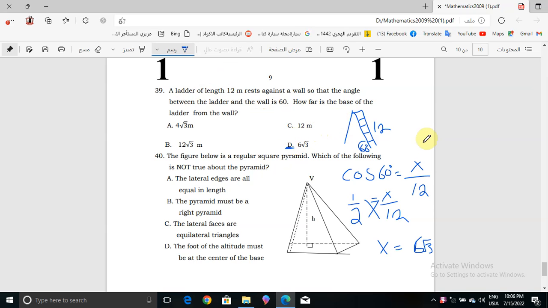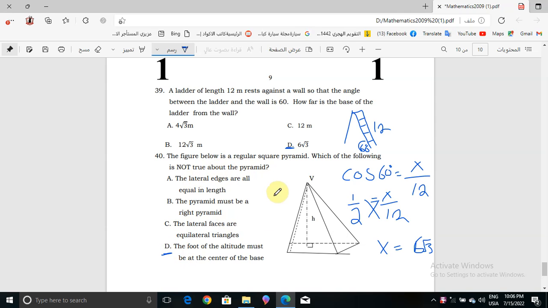Okay, now question number 40. The figure below is a regular square pyramid. Which of the following is not true about the pyramid? It says the lateral edges are all equal in length. The pyramid must be a right pyramid. The lateral faces are equilateral triangles. The foot of the altitude must be at the center of the base. No, the last one is not correct. It should not be, or must not be, in the middle or in the center of the base. That means choice D is not true about the pyramid.